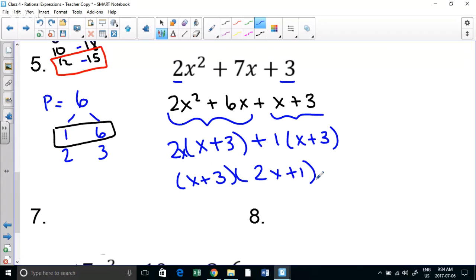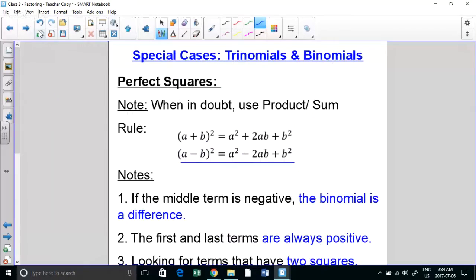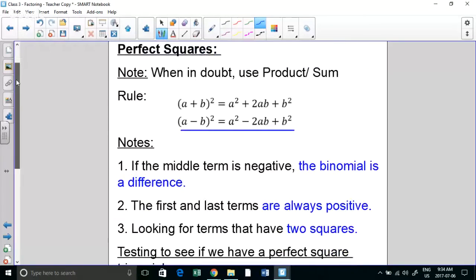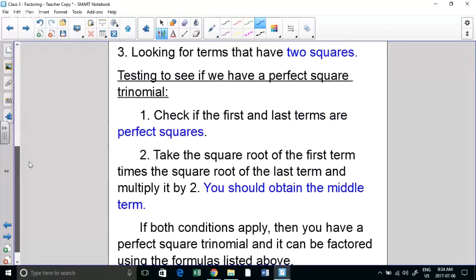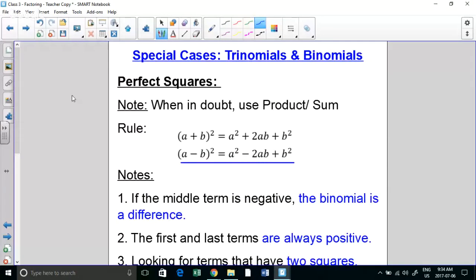All right, so we just learned about a whole list. We learned about 3 different tools for factoring: GCF factoring, factoring by grouping, and this is the product sum method for trinomials. Now just quickly, copy this down. But these special cases are really another tool for us to be factoring with.